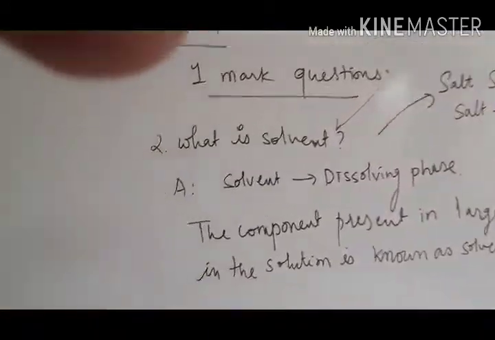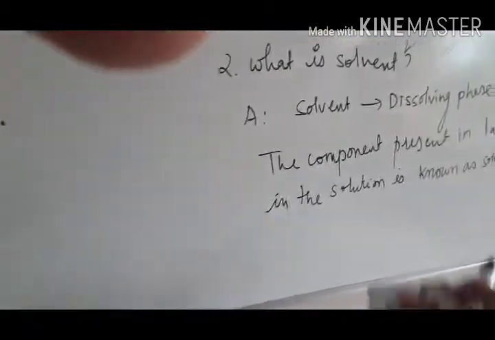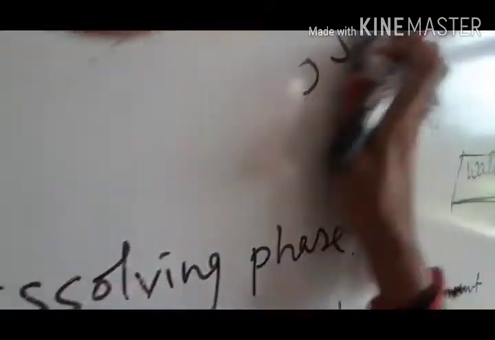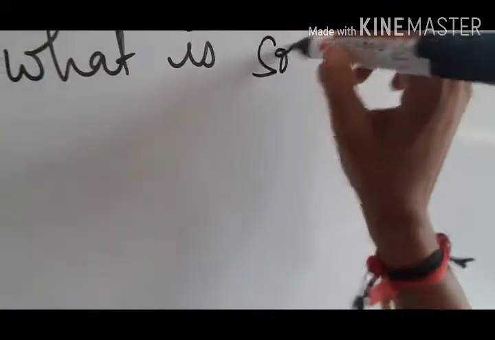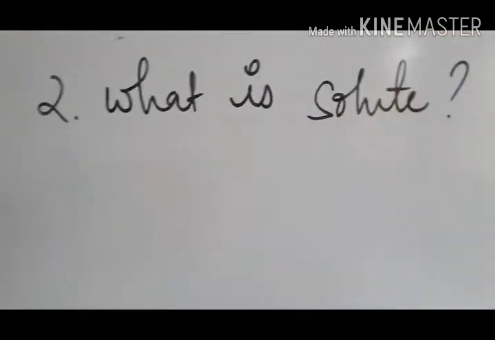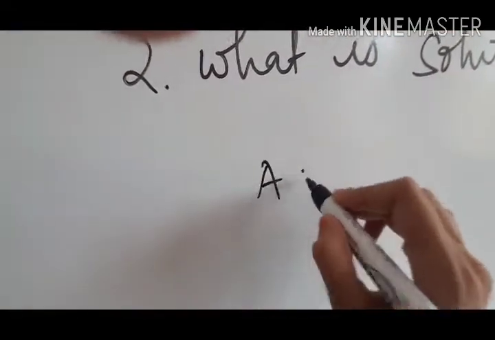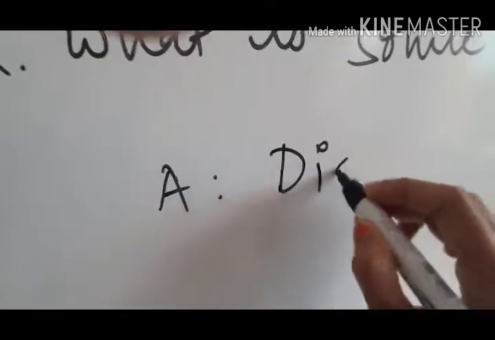Now the third question is, what is solute? See, you have an idea of how to write the question and answer. So next is what is solute? Solvent is the dissolving phase, so for solute you can write the answer that it is the dissolved phase.